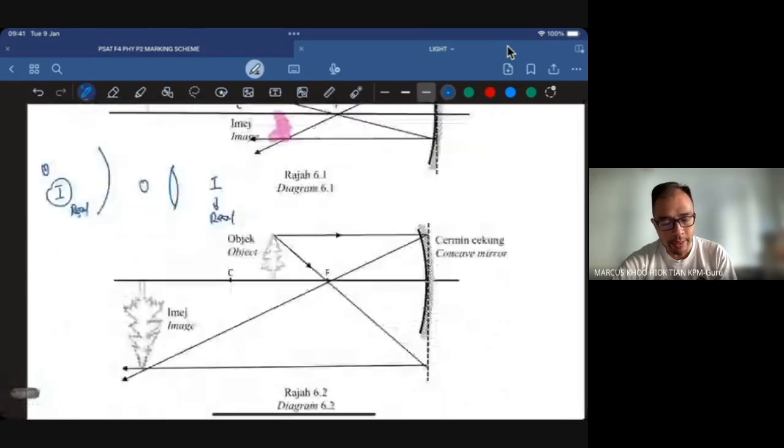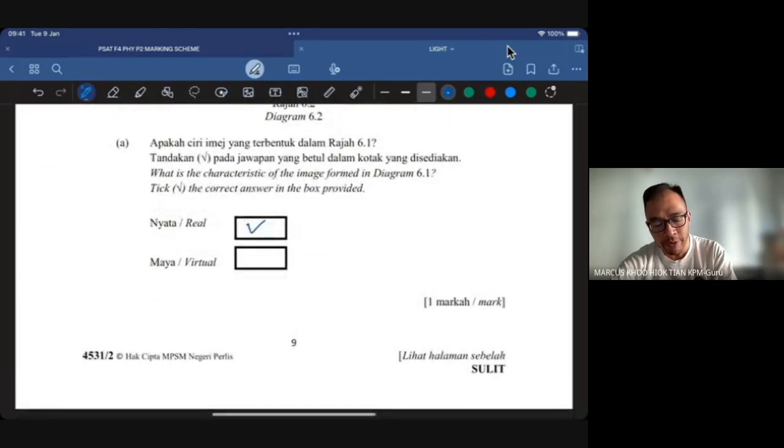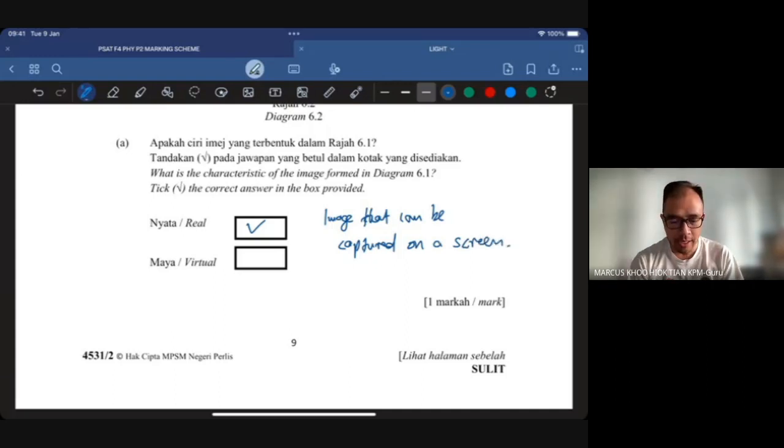Oh, and also by definition, remember that a real image is an image that can be captured on a screen. By definition, a real image is an image that can be captured on a screen. The most difficult thing to imagine actually is the mirror. Because every time we see a mirror, we think that, oh, the picture inside there is real, it's inside the mirror lah. So we think that that's a real image.